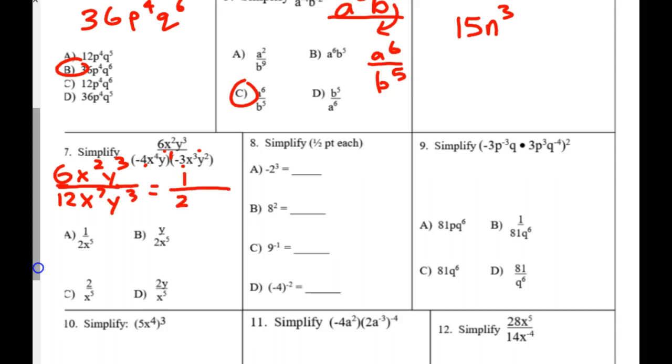2 minus 7 on the top is negative 5. 3 minus 3 is 0, so I don't have to write that. So this is going to go to the bottom, so it's 1 over 2x to the 5th power. That'll be letter A.